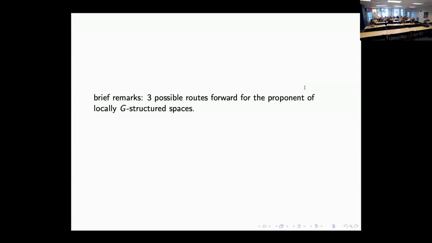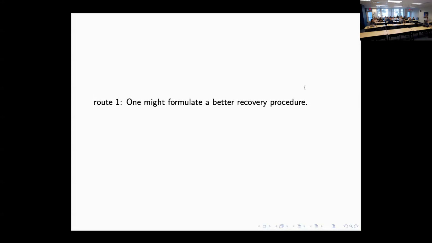Okay, so I'd like to conclude by mentioning a few possible routes forward for a proponent of locally G-structured spaces. And more, this is just an opportunity for me to suggest other things I want to think about and what I think future work here should look like. Okay, so first way one might go.